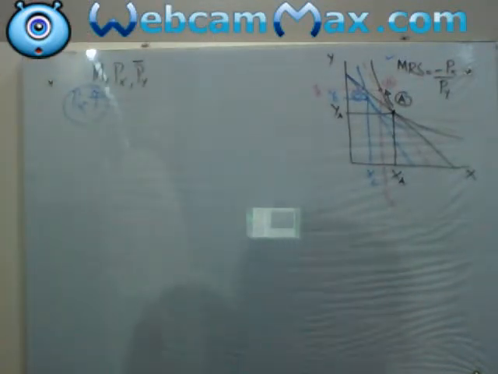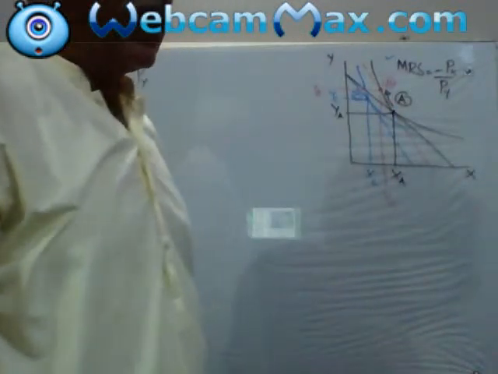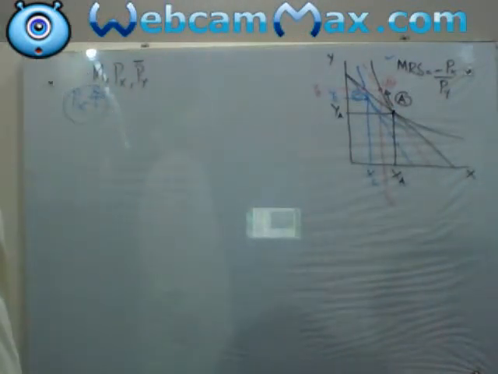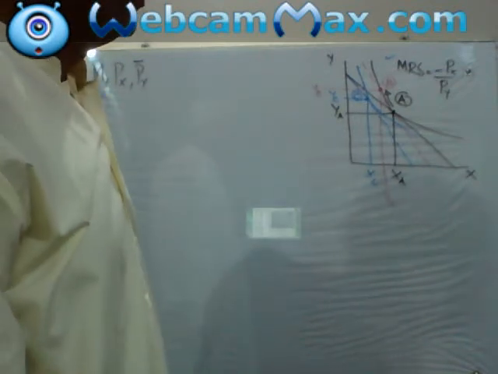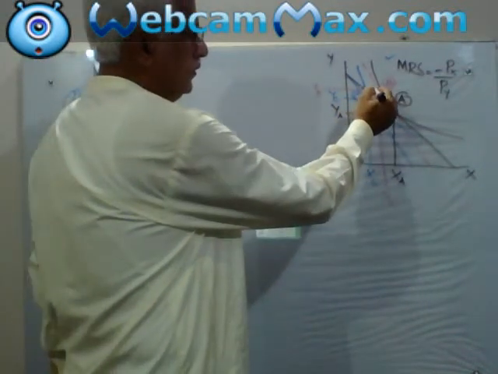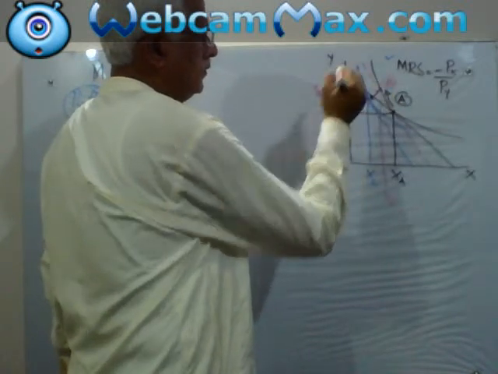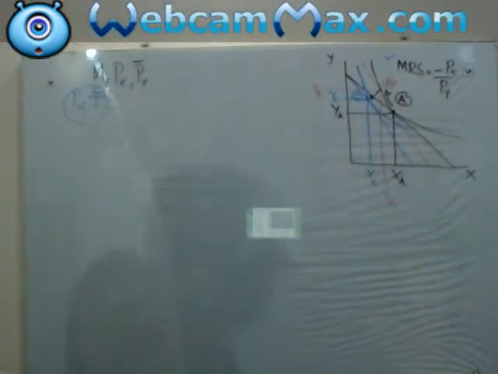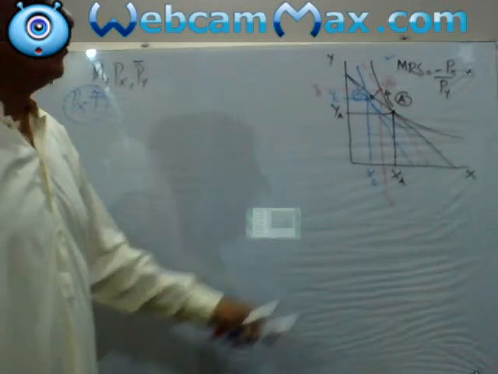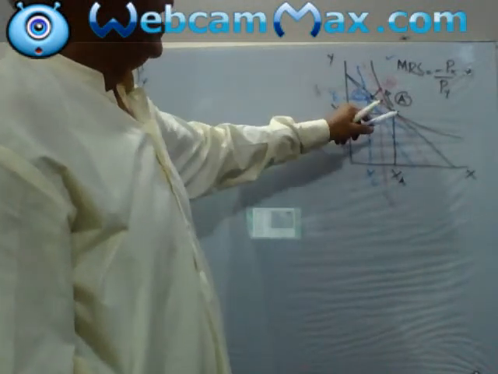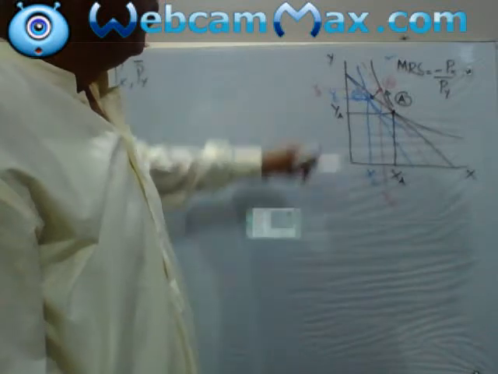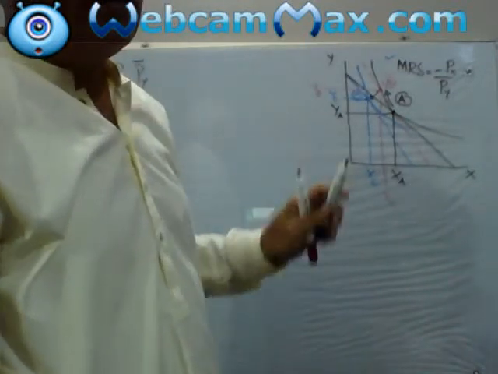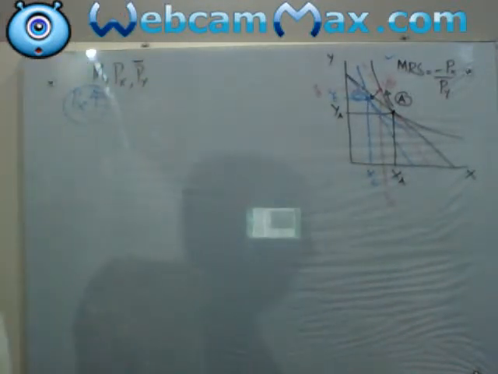When the consumer realizes that with the rise in price, his or her real income has also changed, the consumer moves further and changes the optimum point. That is the movement from B to C. Now this movement from A to B is known as the substitution effect. The movement from B to C is known as the income effect.